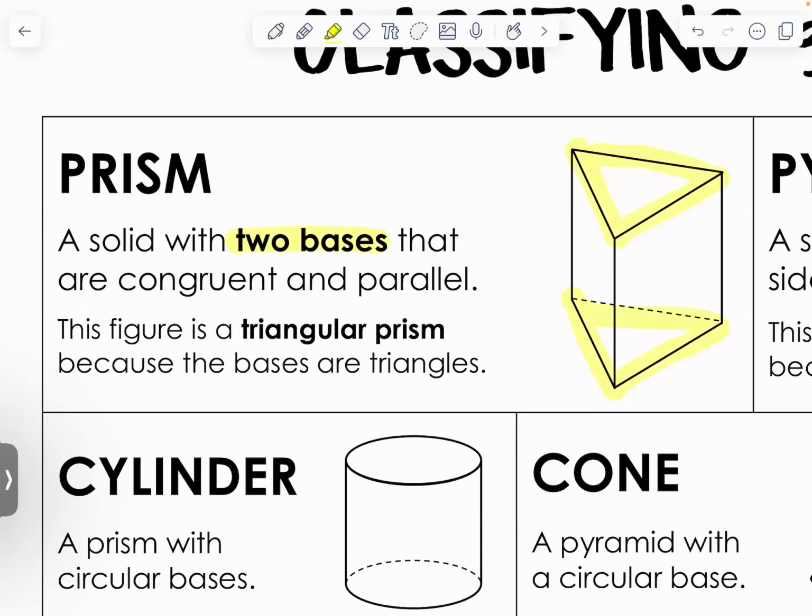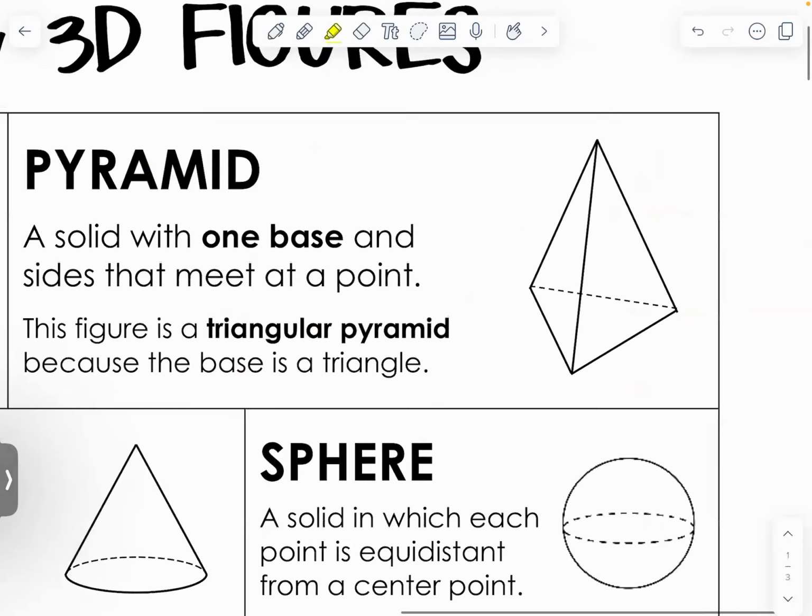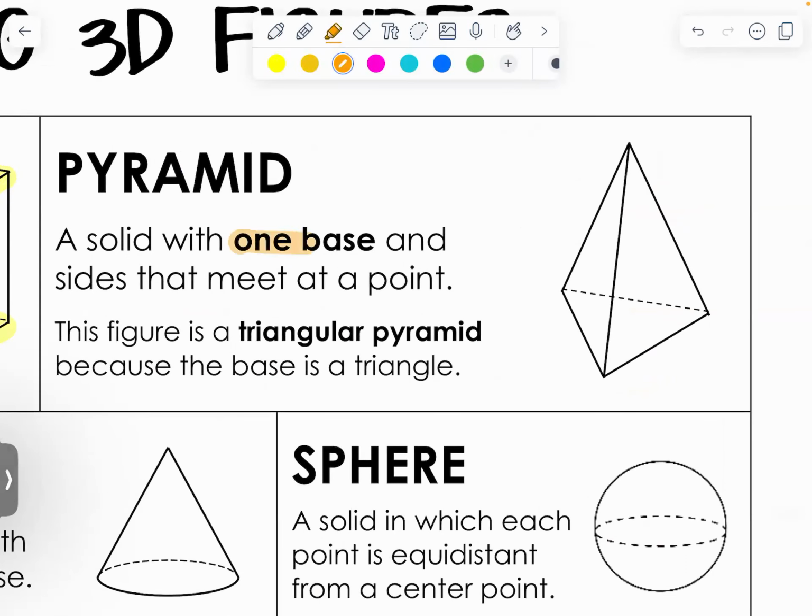Okay, versus a pyramid has one base and then the other sides come to a point. Okay, similar to how a cone comes to a point. Okay, so in this picture, our pyramid has a triangle as its base, and then notice the other sides come to a point.